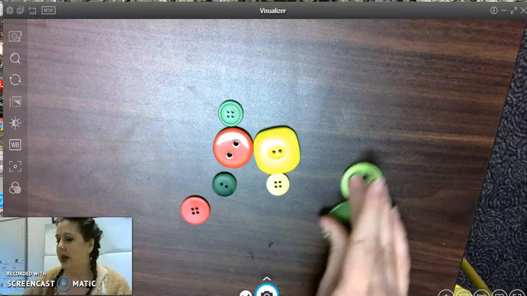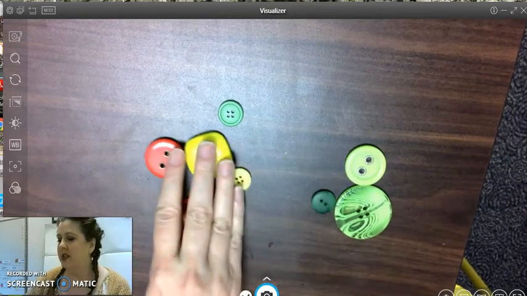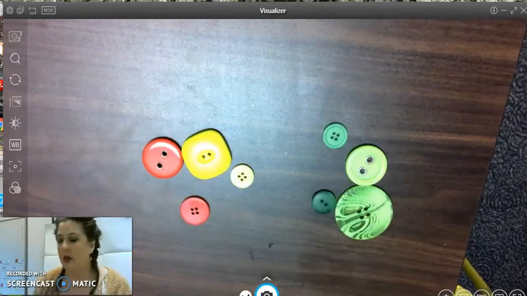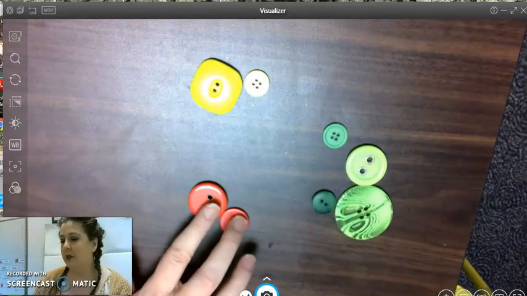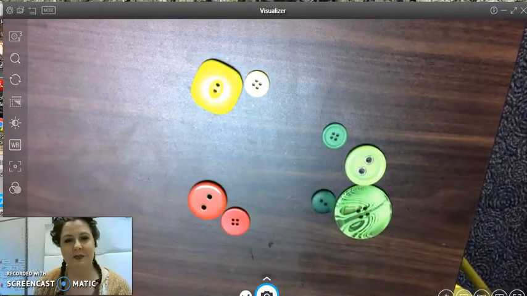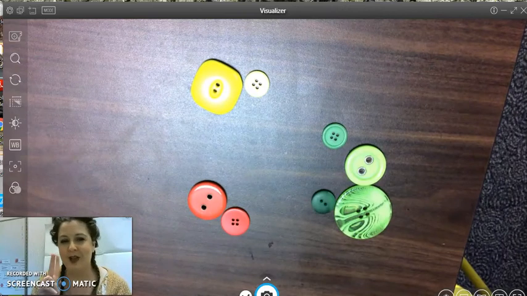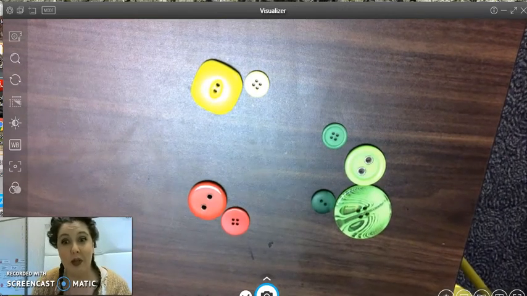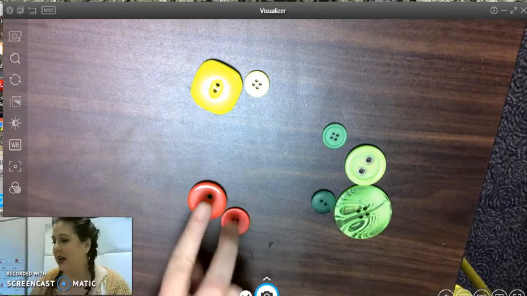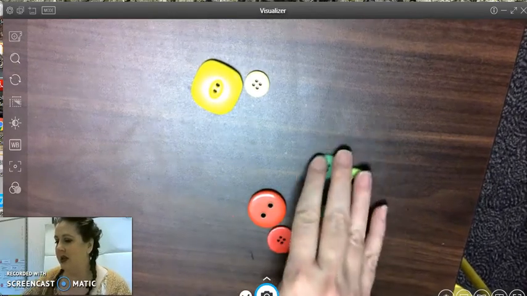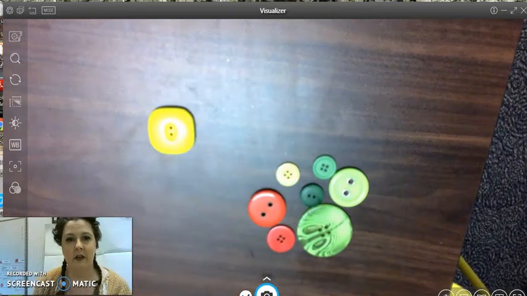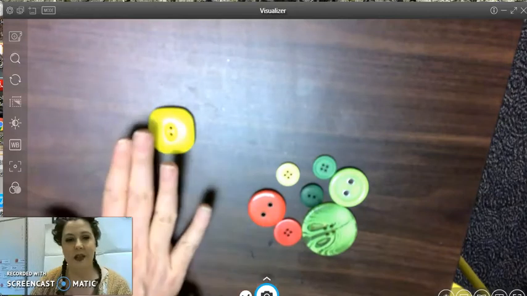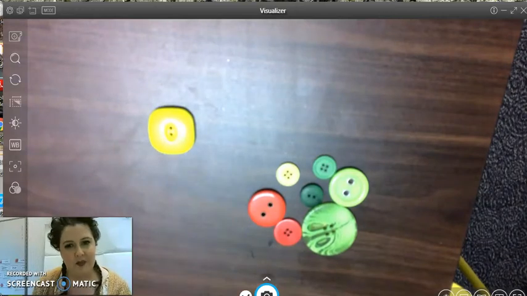Color. So I could put all of my green buttons together, all of my yellow buttons together, and all of my red buttons together. What was the second way I could sort them? By their shape. All right, so I have a lot of circle buttons, and then I have one odd man out. He's kind of a square more than a circle. So I have circle and square with my buttons.